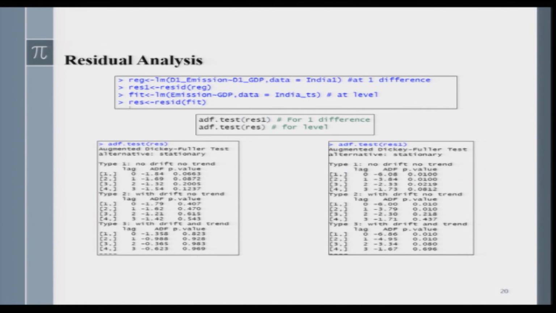Now if you look at the ADF test on res1, the residual generated from the regression using differenced data, you see lots of low p values. That is good news for us. For most of the cases you can reject the null hypothesis, and you can say that the residual coming out of the differenced data based regression is stationary in nature.